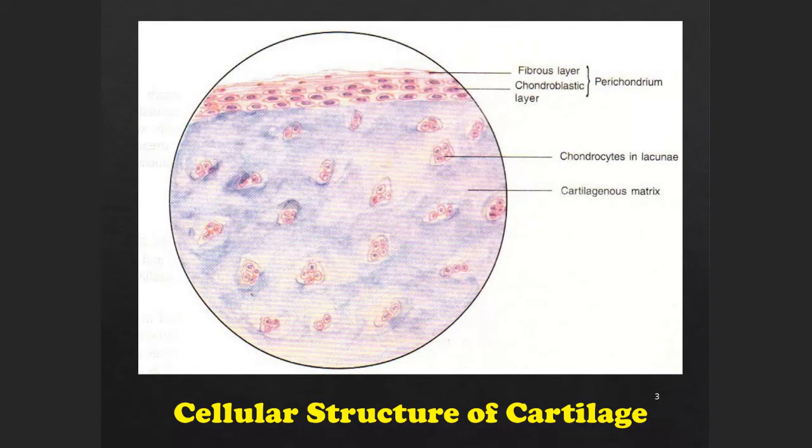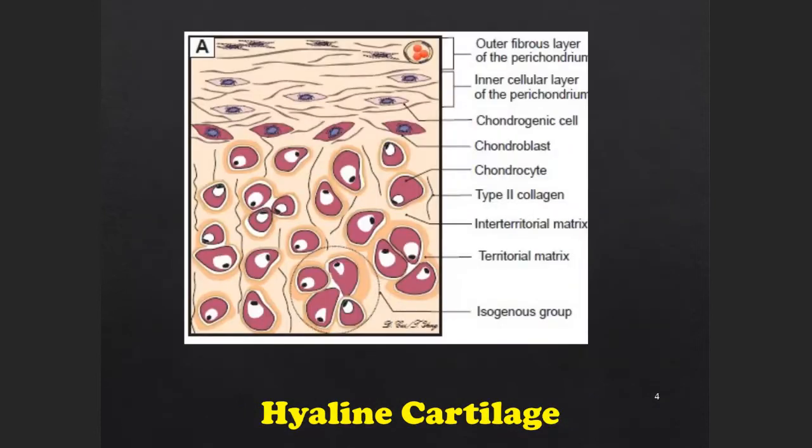This is called a diagrammatic representation. Now this is the diagrammatic representation of your hyaline cartilage. Hyaline cartilage again will have perichondrium, then we'll have your chondrogenic cells. These all are your chondrogenic cells, which have the potential to develop into chondroblast and then finally into chondrocytes.